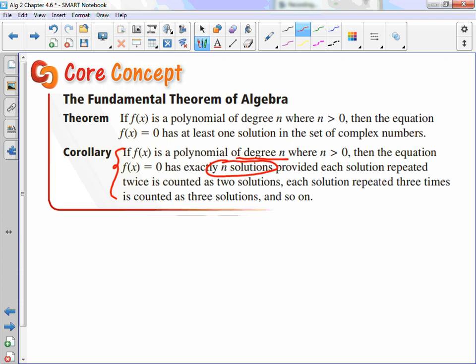So whatever the degree of the polynomial is tells me how many solutions the function should have. If it's a cubic, a degree 3, it will have 3 solutions. It'll have 3 values that make the function 0. It's not saying they're all going to be real solutions, but we should have 3.